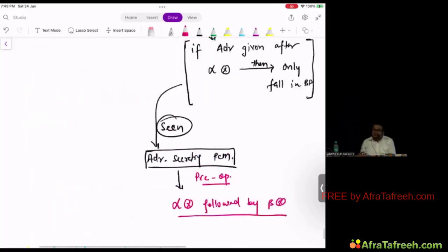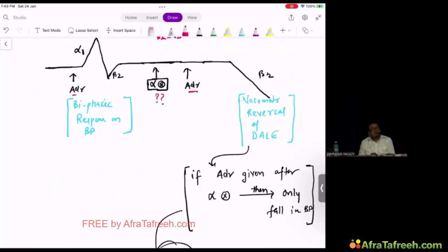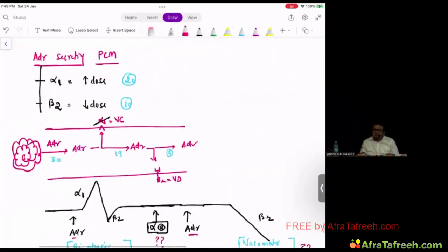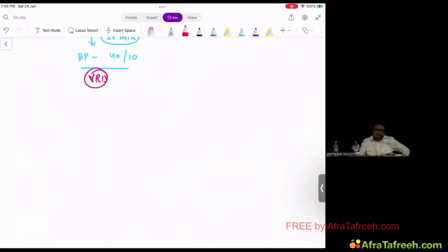And this is the diagram, this is the graph which is given. The patient is given adrenaline, initially biphasic, then the patient is given adrenaline after an alpha blocker, fall in BP. What is this drug? So either they ask the drug or they ask the phenomenon. If the phenomenon is asked, it is vasomotor reversal. If the drug is asked, it is the alpha blocker. So that is all about pheochromocytoma pharmacology. If you know this much, you will be able to solve every question.